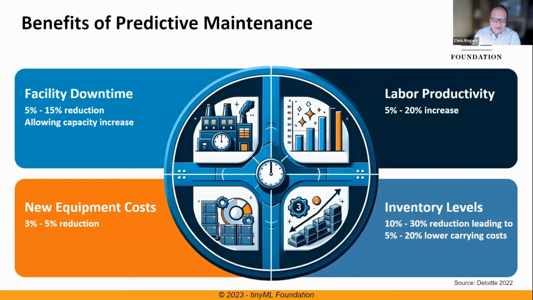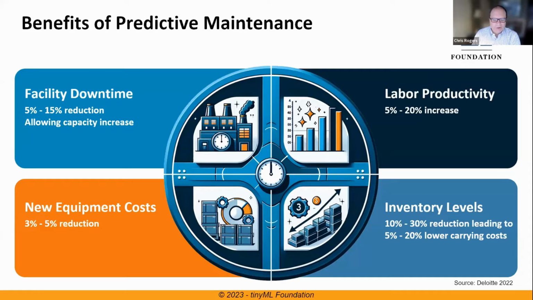In terms of the benefits, this data comes from Deloitte. It shows what the impact is of doing predictive maintenance and prescriptive maintenance. You see the values here, like for facility downtime, you can reduce that downtime by, in their estimate, between 5 to 15% on average, with the resulting capacity increases that can come with that. Labor productivity, between 5 and 20% increase.